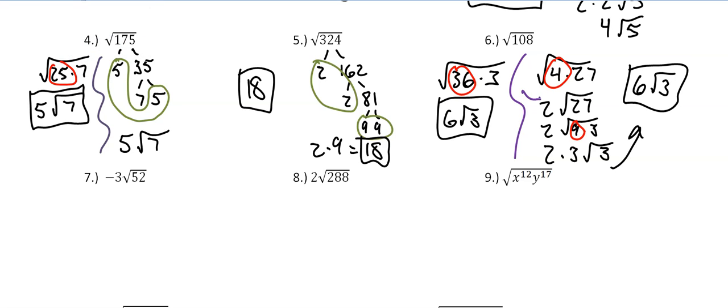Like this guy right here, this answer of 2 square root of 27, that is a simplified version of this thing, but it's not the most simplified. So make sure you keep going, okay?